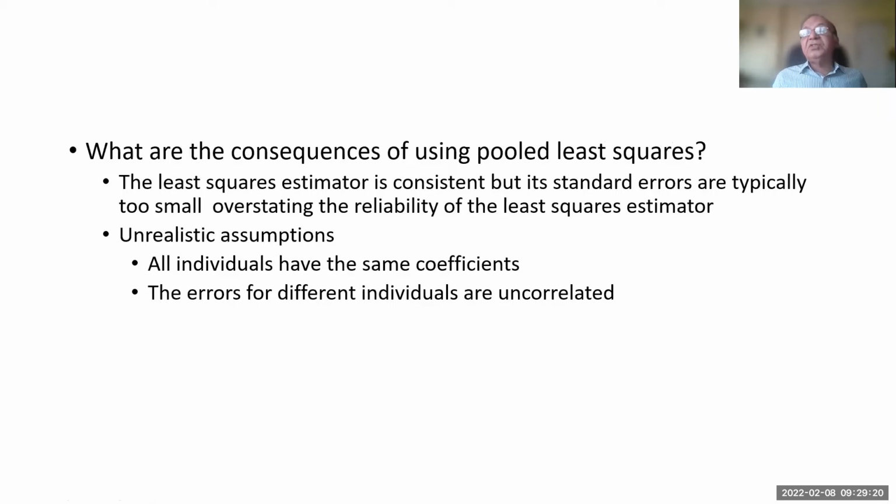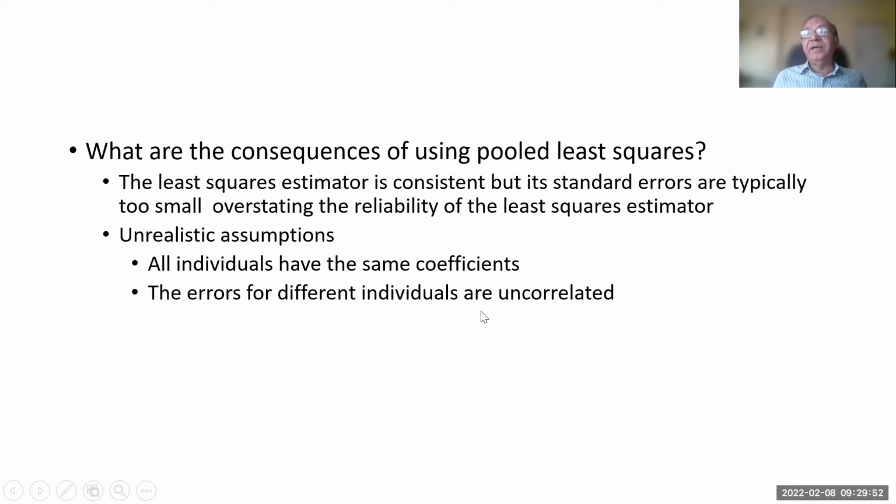Now, what are the consequences of using pooled least squares? The least squares estimator is consistent, but its standard errors are typically too small, overstating the reliability of the least squares estimator. Standard errors are very small. It means the t value may be very high, the t-stat may be high. There may be unrealistic assumptions. All individuals have the same coefficients. Is that so? It may not be.